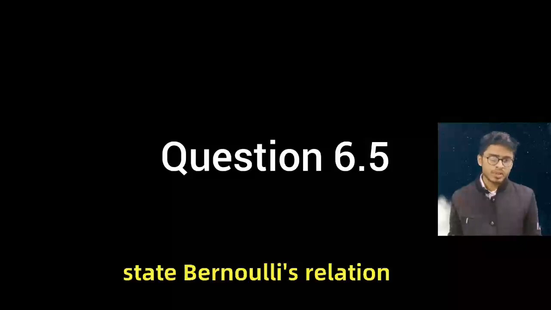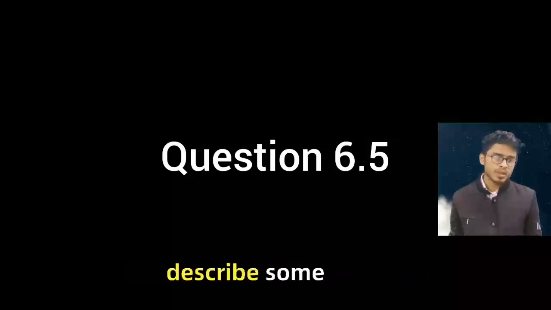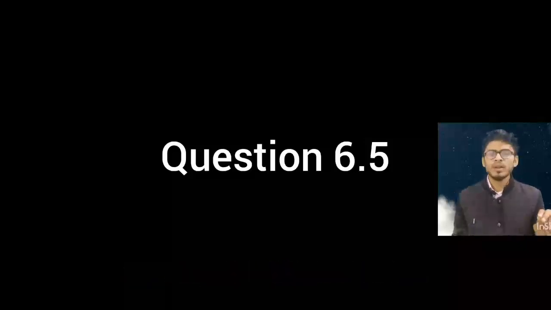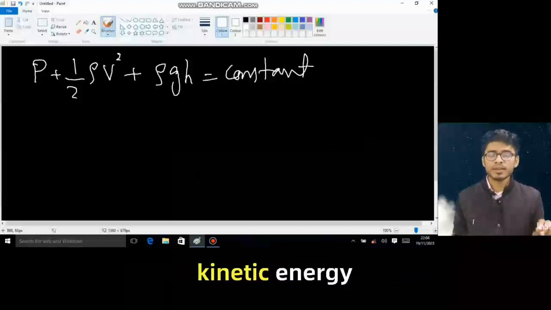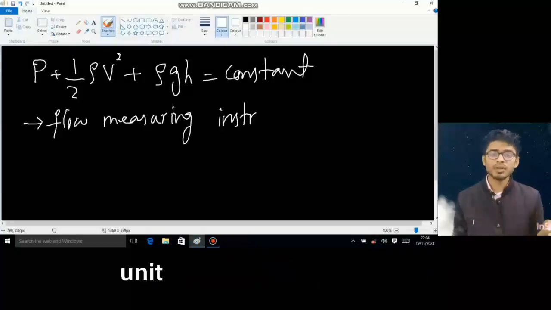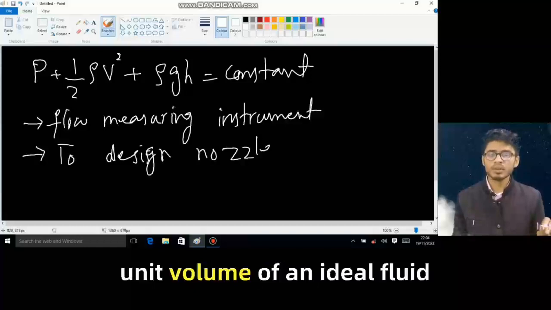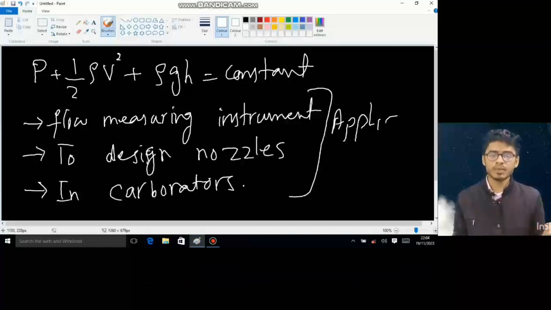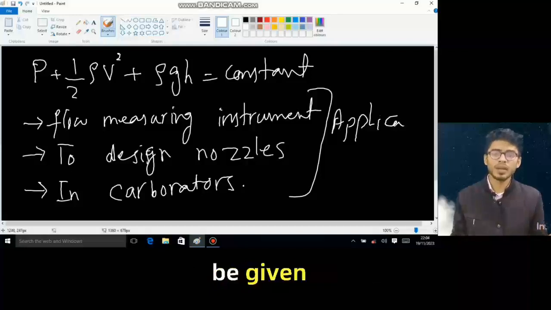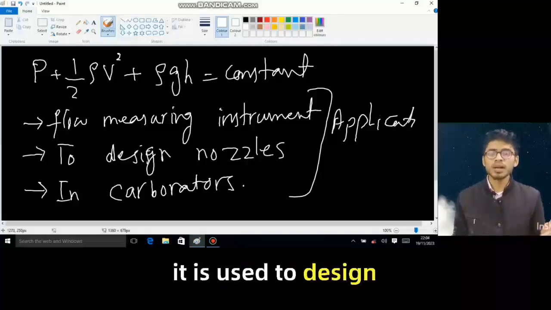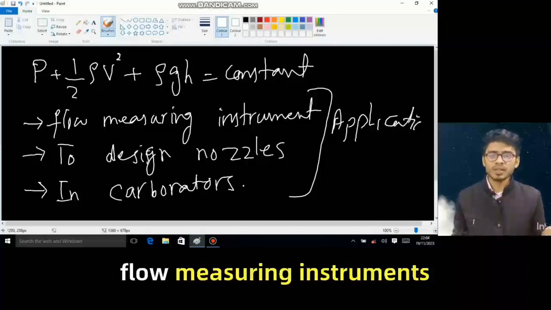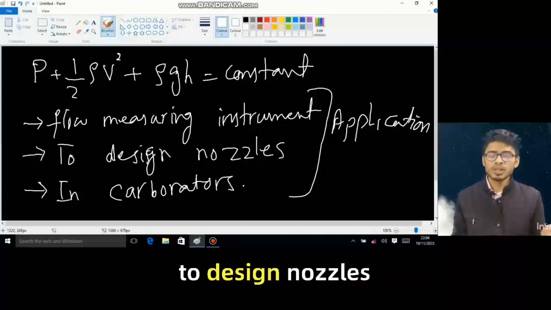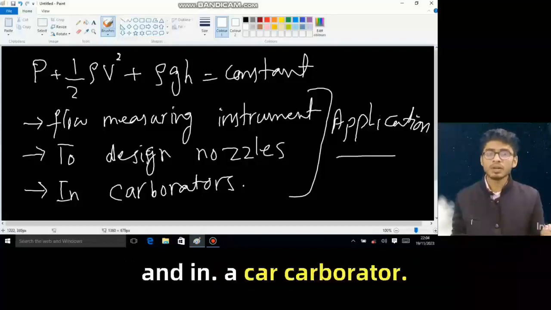State Bernoulli's relation for a liquid in motion and describe some of its applications. The sum of pressure, kinetic energy, and potential energy per unit volume of an ideal fluid remains constant at every point of its path. Its applications can be given as: it is used to design flow measuring instruments, to design nozzles, and in the car carburetor.